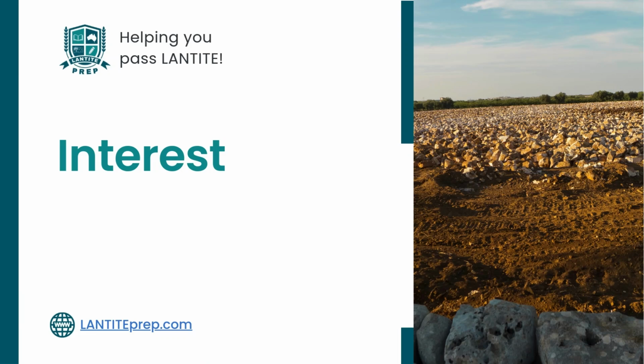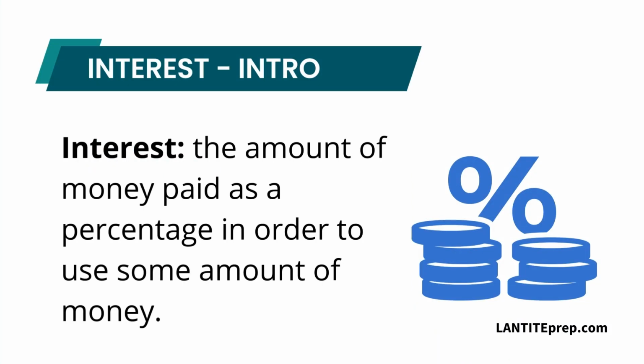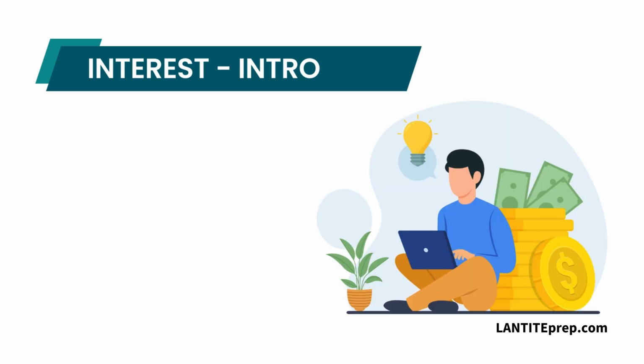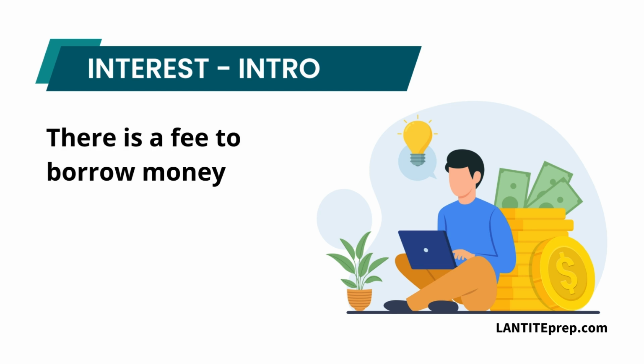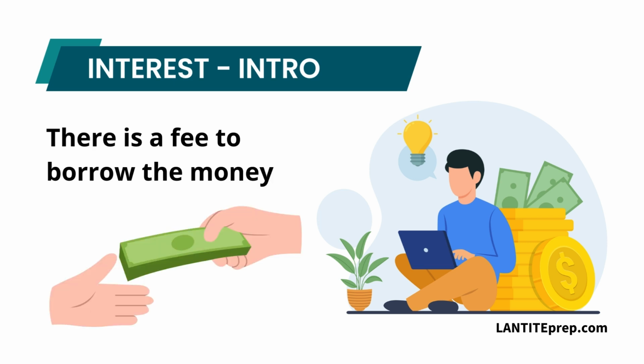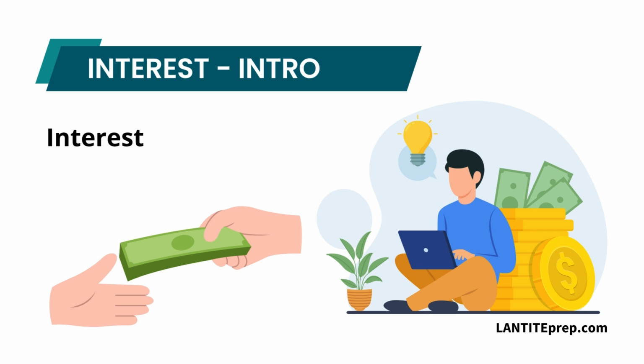In this lesson, we will cover a section on your LANTITE exam that covers a topic of interest. Without further ado, let's begin. Starting off with a definition. Interest is the amount of money paid as a percentage or amount in order to use some amount of money. People often have ideas for how to make money, and for this reason, there is a fee to borrow money. Therefore, when you use someone else's money, there is a fee to borrow the money, and this fee to borrow money is called interest. Let's look at an example.